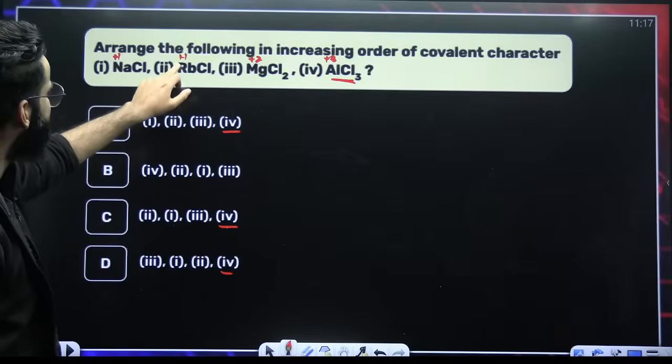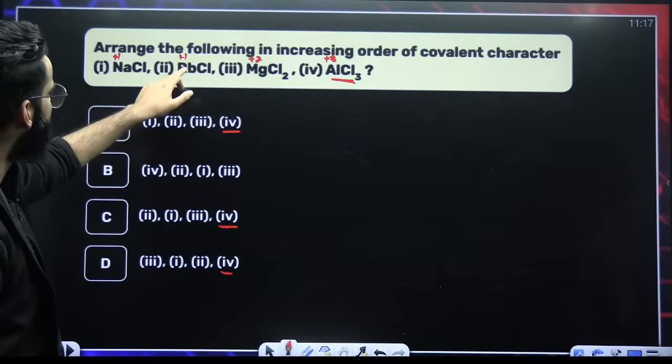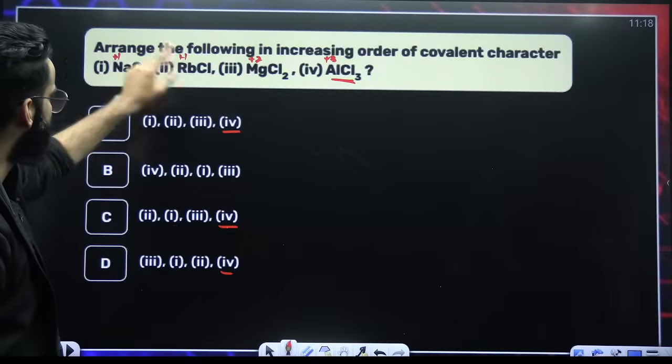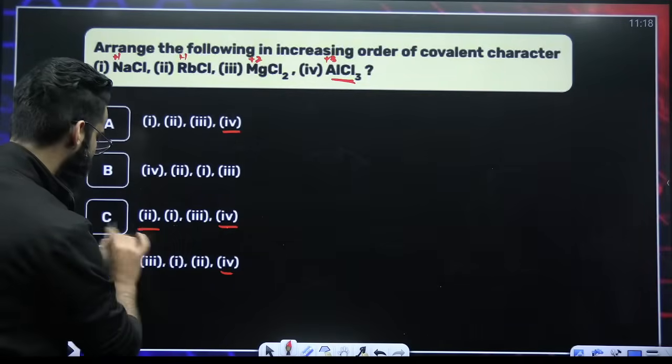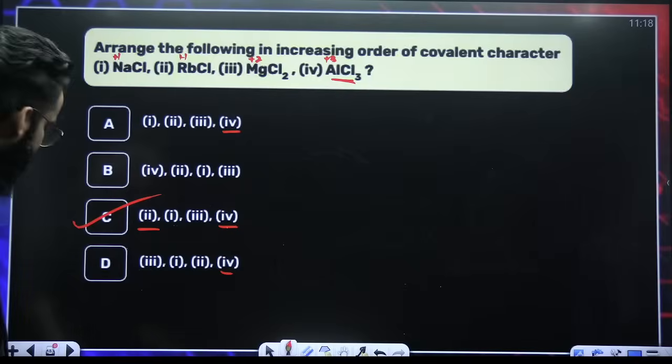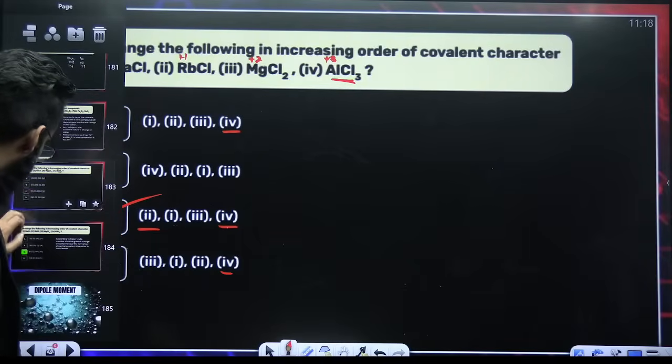Charge on these two is same, right? Talk about size. More the size, less the polarizing power, lesser the covalent. So the second has got this one. So it's option C, which is the correct answer of this question, which everyone has written over here. Great job done.